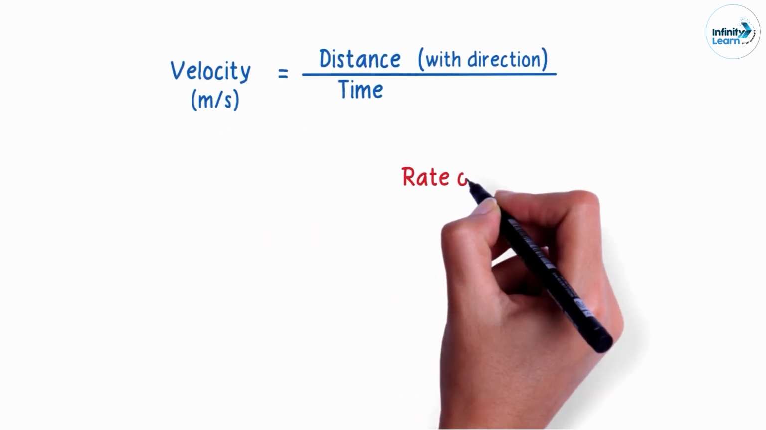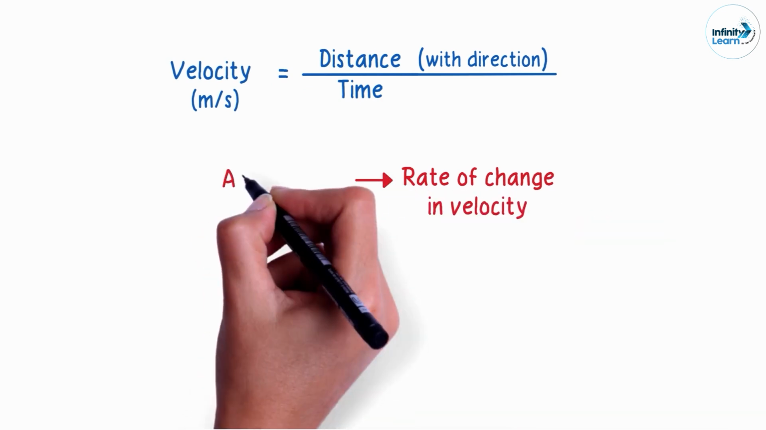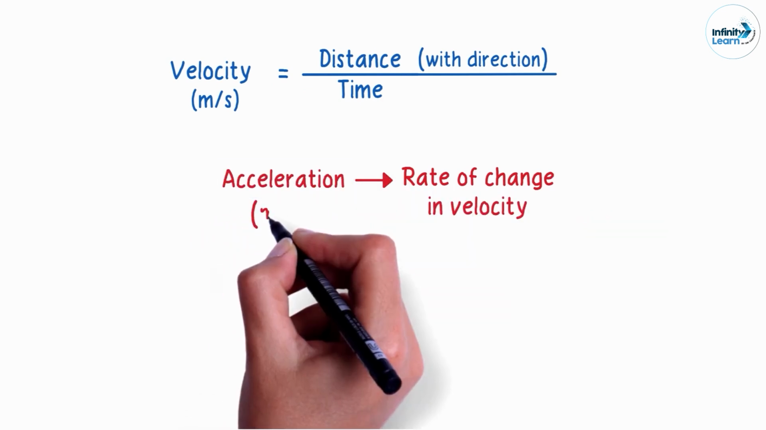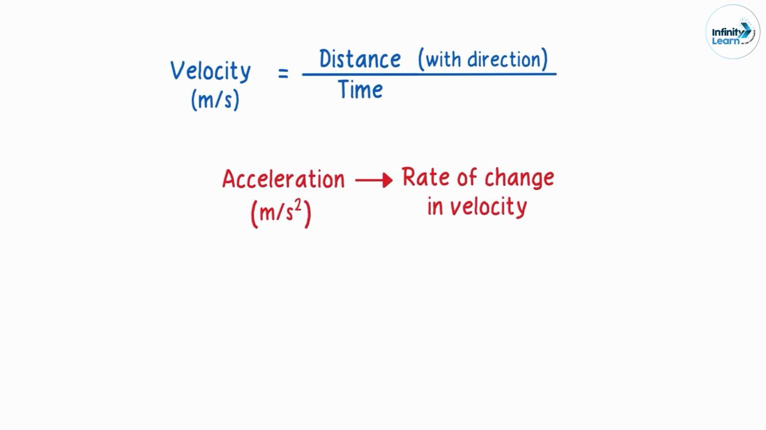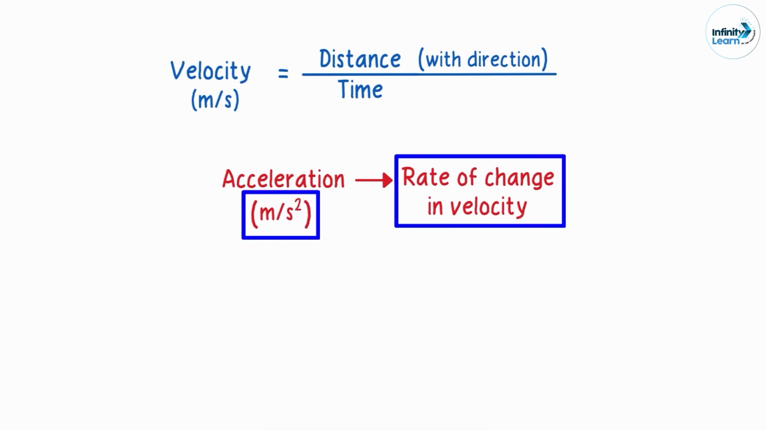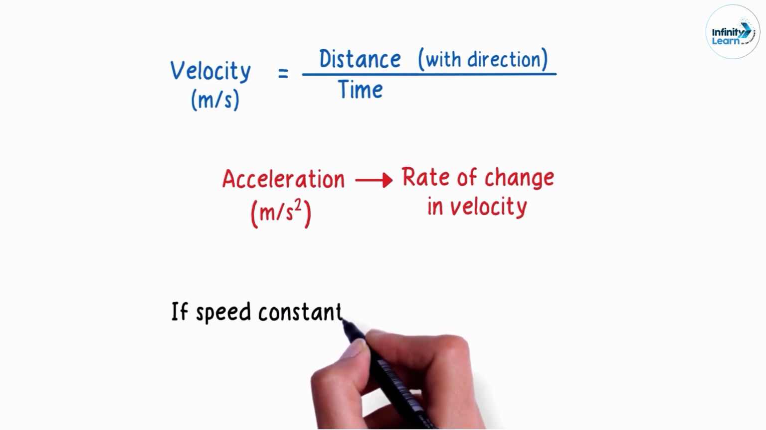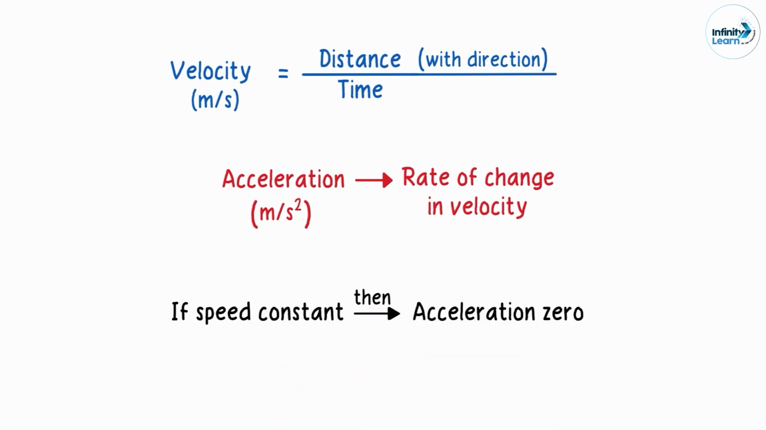We have also learned that change in velocity is called acceleration, and the standard unit for acceleration is meters per second squared. It is the measure of the change in velocity. So an object moving in a straight line at a constant speed has zero acceleration.